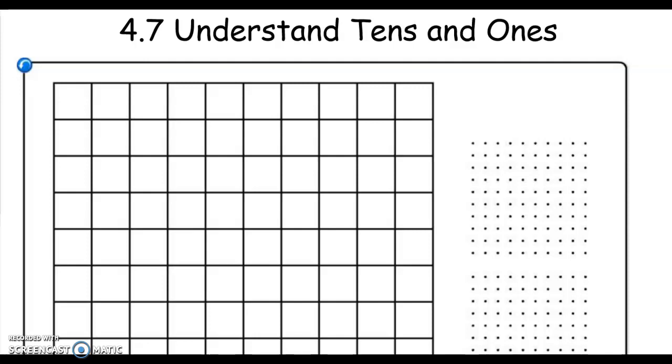Hi first graders, today we're doing lesson 4.7. It's all about understanding tens and ones. So we're going to get started by first, I'm going to draw you a picture on the math board. And if you have your math board in class with you or at home, you can follow along. I'm going to make you a number and then we're going to talk about how many tens, how many ones, what those numbers mean, and make an equation. So here we go.